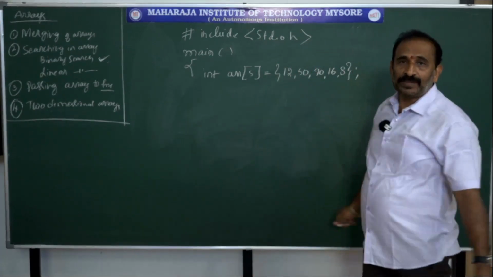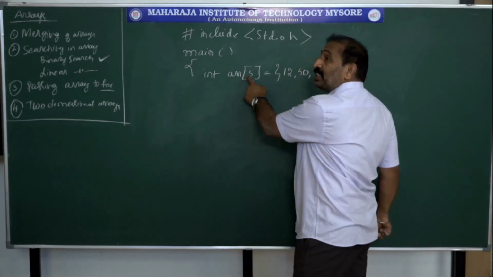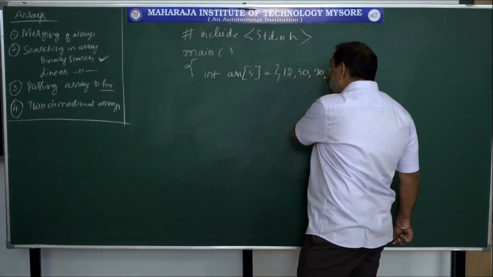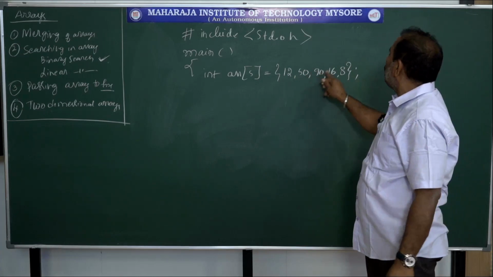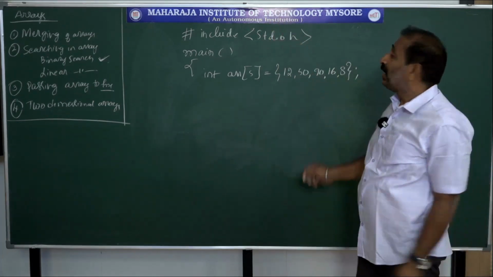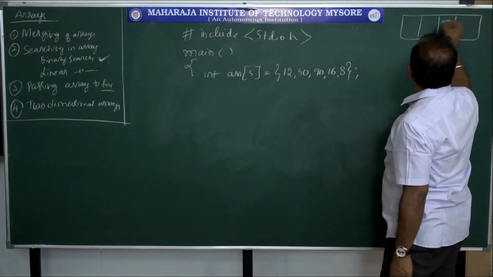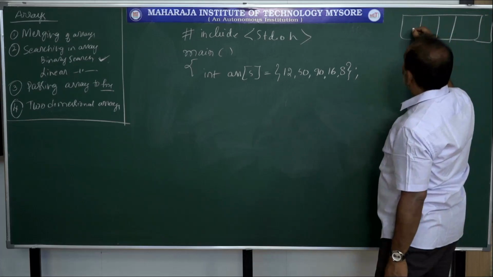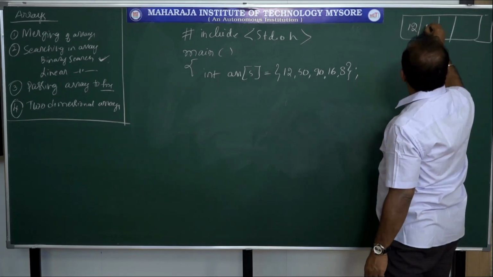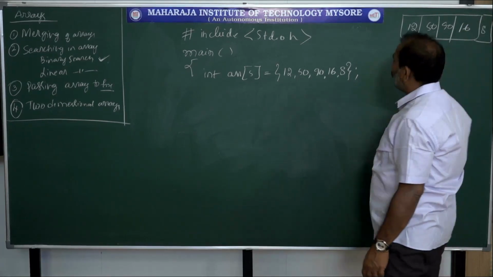I have made an array called ARR. Its size is 5. I have initialized the values like 12, 50, 90, 16, 80. So these 5 numbers I have initialized in the array. It means I have declared an array of size 5. Then the first element is 12, the second element is 50, this is 90, this is 16, this is 80, like this.